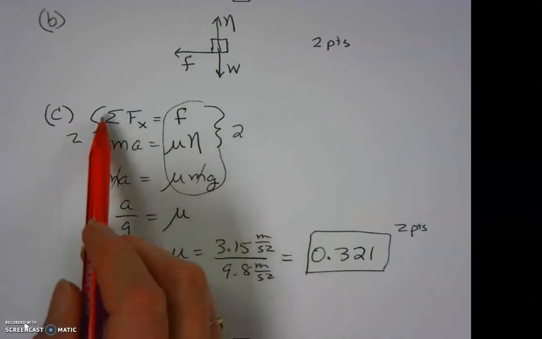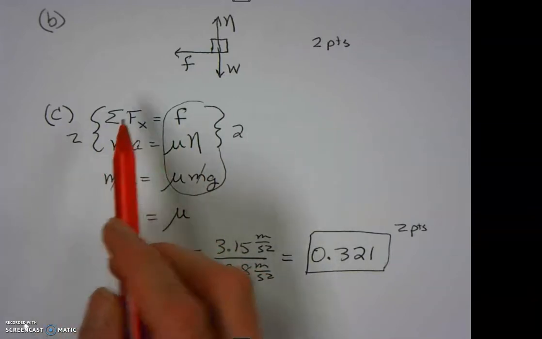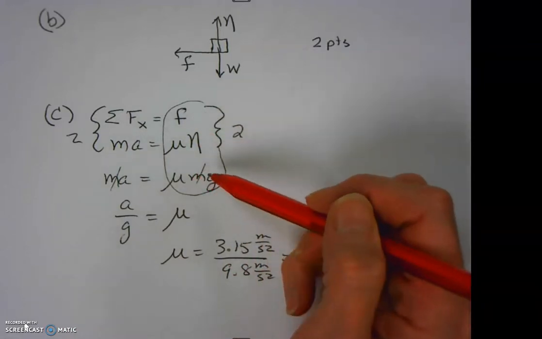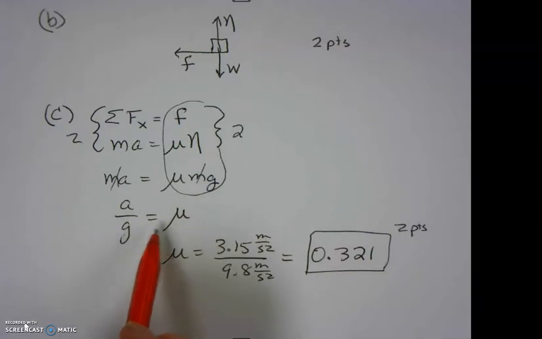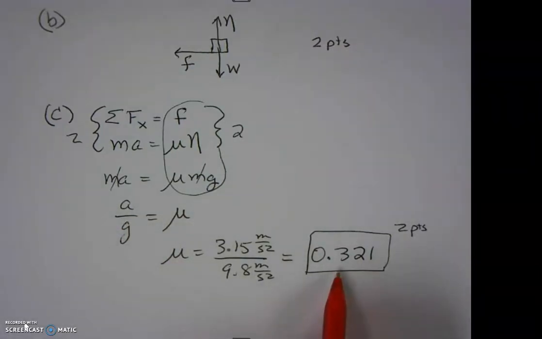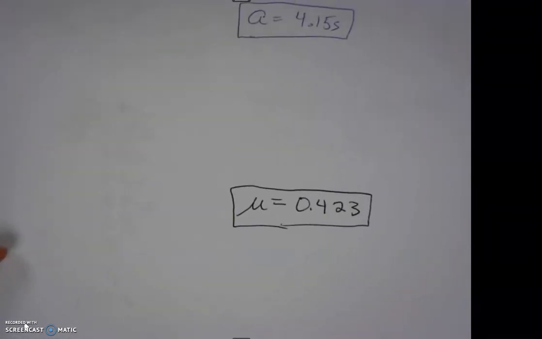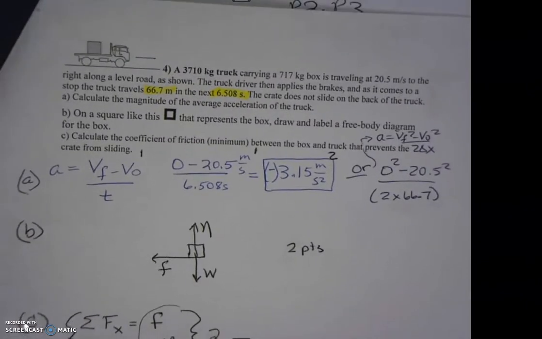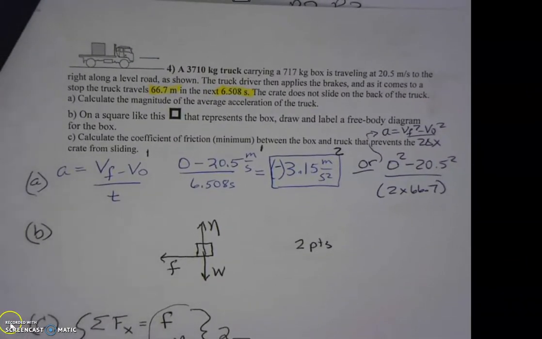So you have 2 points for a good net force equation, 2 points or parts for a good understanding of friction and how to substitute in to get friction. And then when you go ahead and calculate, 2 more for getting the correct answer. That's the coefficient of friction here, and there's the coefficient of friction there. So that concludes the grading and the key for the truck test.